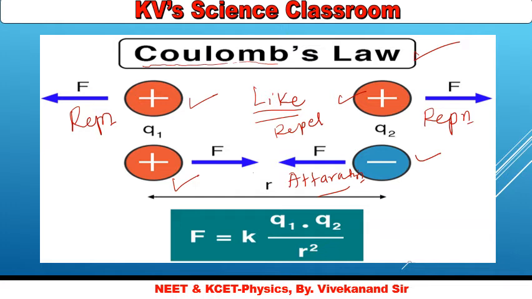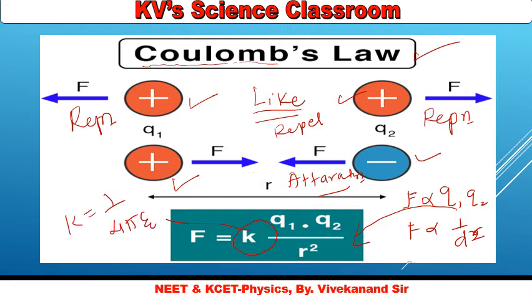Then Coulomb has given the law, called Coulomb's law. Now what has Coulomb told? The force of attraction or repulsion is proportional to Q1 Q2, the product of the charges. And this force is proportional to 1 upon d square, also called r square, the square of the distance between them. The combination of this gives F equals K into Q1 Q2 upon r square, where K is the proportionality constant, equal to 1 upon 4 pi epsilon naught.